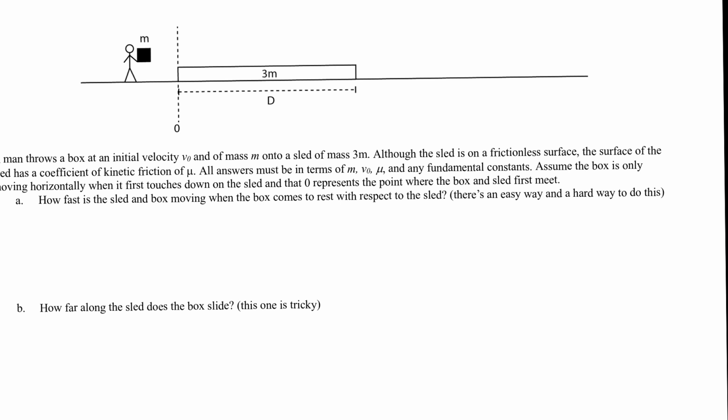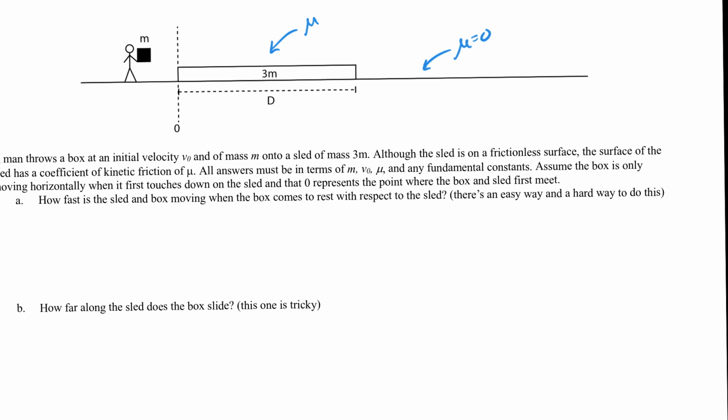So when the guy chucks the box to the right, he gives the system a momentum. And the momentum of the center of mass of this system is going to stay the same. But I'm pretty sure the box is going to slow down and the sled is going to speed up. Does that make sense? So we're told in this question that this surface has a coefficient of friction of 0, but there is a coefficient of friction between the box and the sled. Does that make sense?